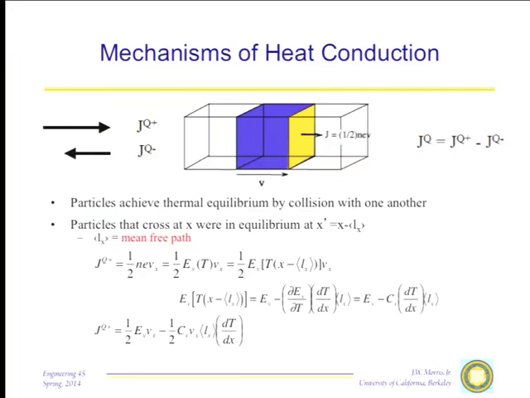Then we use a Taylor expansion. E(T(x minus Lx)) is equal to the energy per unit volume at x minus the partial derivative with respect to T, dT/dx, times Lx. This is just a Taylor expansion keeping the first term. And that gives us this expression. The dE/dT is C_V. Just plugging that in, I wind up with an expression that the flux in the positive direction, this direction, is 1/2 the energy per unit volume right here times that velocity, minus 1/2 specific heat, velocity in the x direction, mean free path, the temperature gradient.